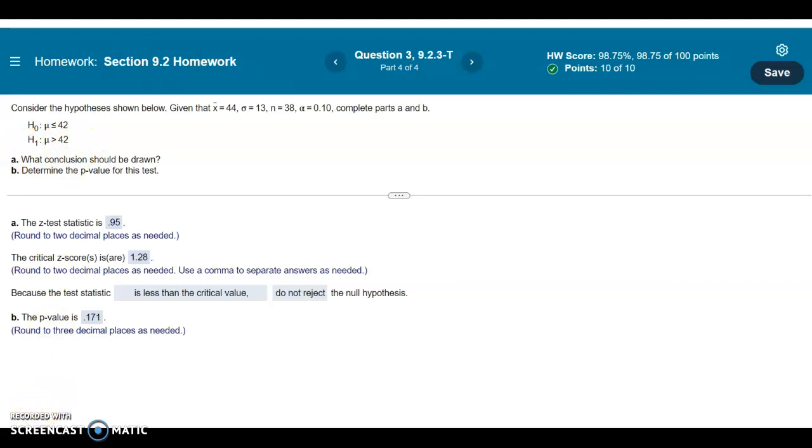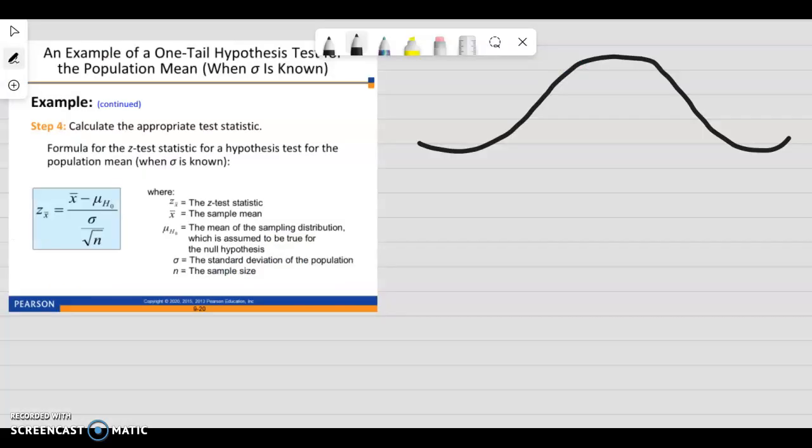So let me show you how to put that on your distribution curve here. So what I'm saying is 42 is going to be over here. So anything greater than 42, or anything in this area over here, the greater than tail, is going to be what we call our rejection area.